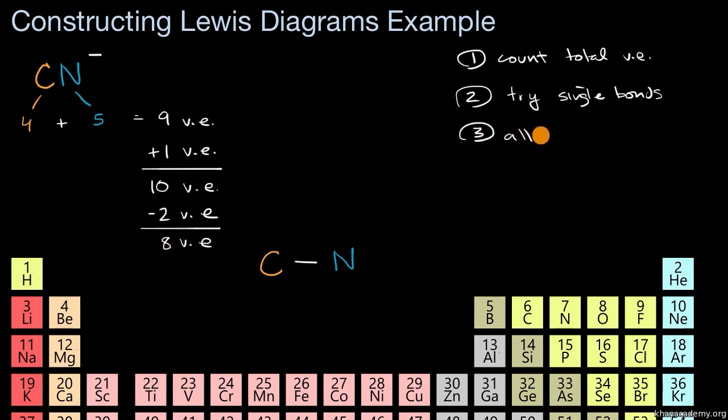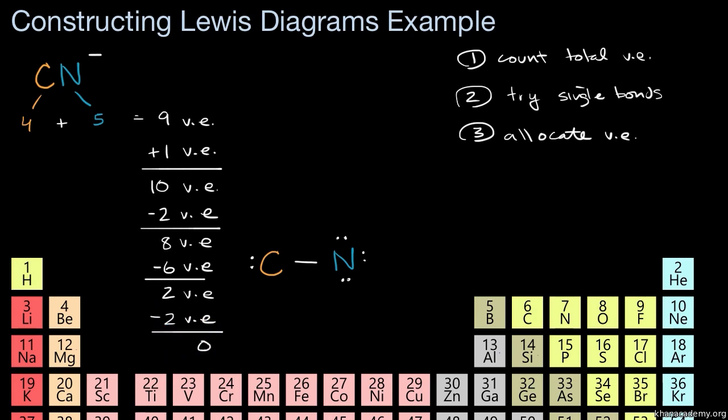Allocate the remaining valence electrons. Let me start with the more electronegative atom. Let's try to get nitrogen to 8. It already has 2, so let's give it 3 more lone pairs. So we have 2, 4, 6, 8. I have just used up 6 of these remaining valence electrons. 8 minus 6, so I have 2 left to allocate. Let me give carbon 2 valence electrons like that. And there I have used up all of my valence electrons.